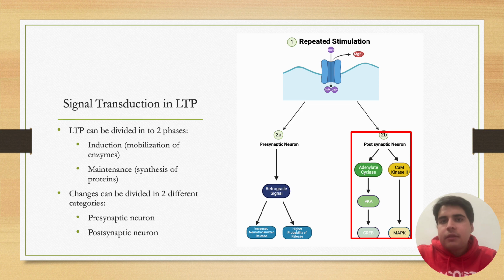The other way to divide the LTP events is dividing them into changes that happen to the presynaptic neuron, which releases the neurotransmitters, and also the postsynaptic neuron, which contains the AMPA and NMDA receptors and responds to the neurotransmitter release by the presynaptic neuron. And as we can see from the flowchart, there are different enzymes and different pathways that are involved. In the next few slides, we will specifically focus on the events that happen in the postsynaptic neuron.